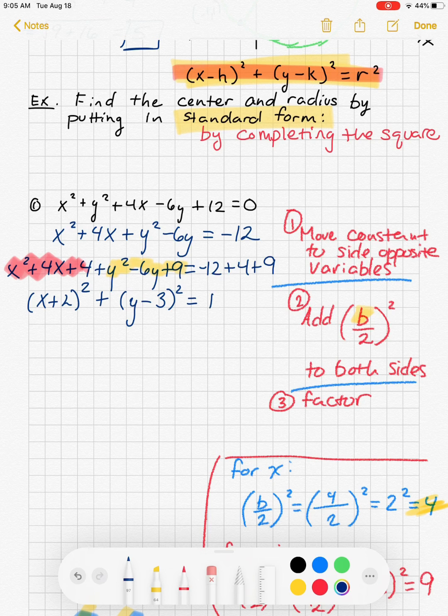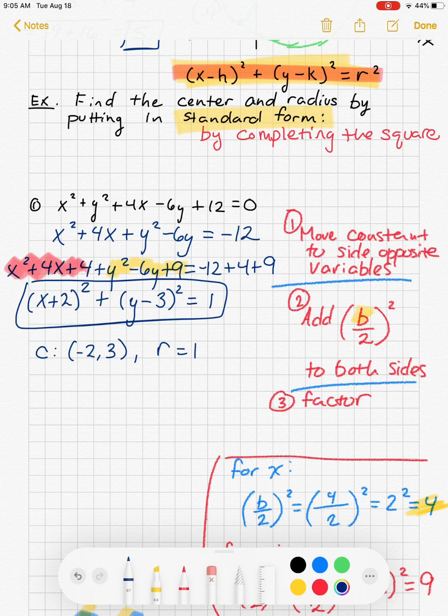What is that, a 1? Sure I got that right. Yeah. Oh, look at that. That's it. It's in standard form. That wasn't too bad. So then my center would be negative 2, 3. My radius would be 1. Okay, I won't graph another one. I guess that's pretty similar to the last problem.